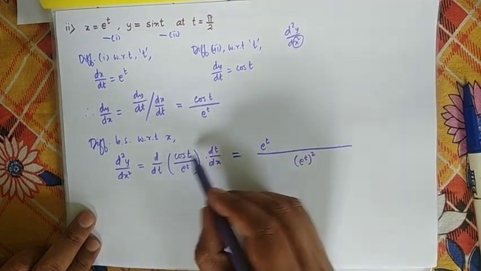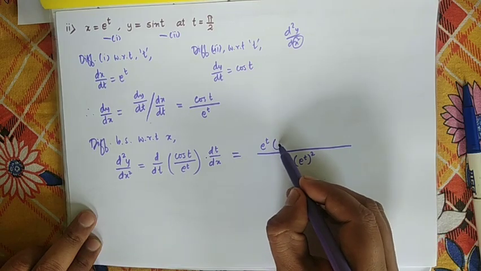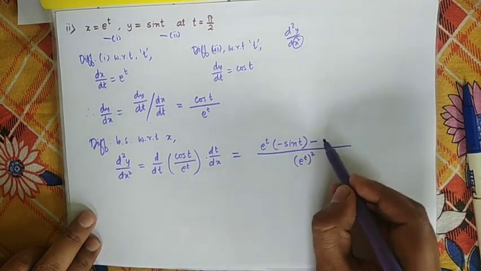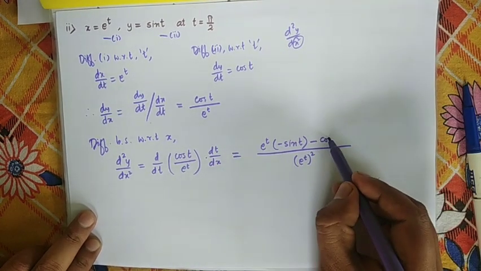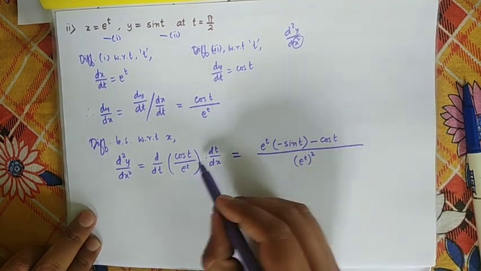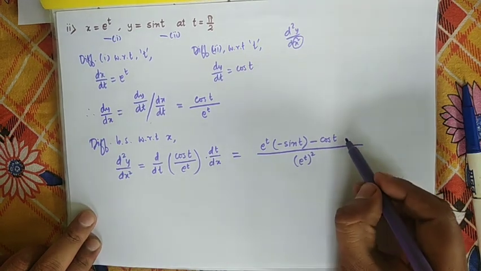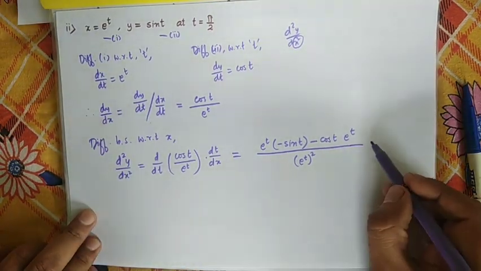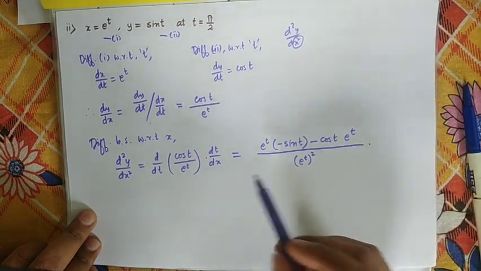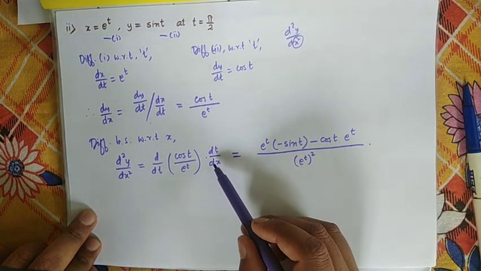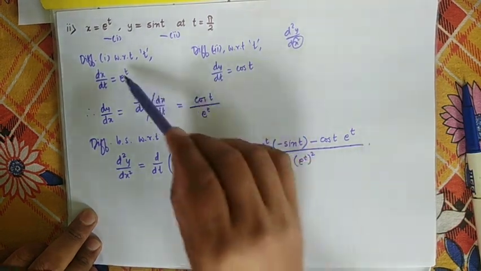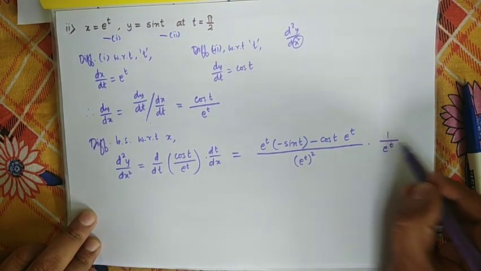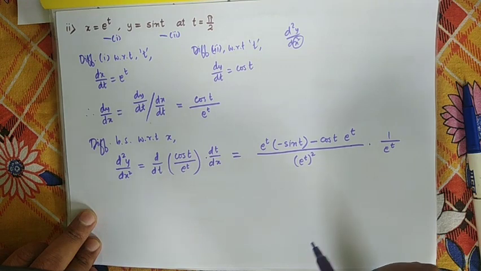The numerator is cos t, the differentiation of cos t is minus sine t, and we'll write minus, so cos t will be kept as it is, and now we differentiate the denominator, that is e to the power t, and the differentiation of e to the power t will remain as it is. Now into dt by dx. And what is dt by dx? From here dt by dx is going to be 1 by e to the power t. Hope this is clear to you.